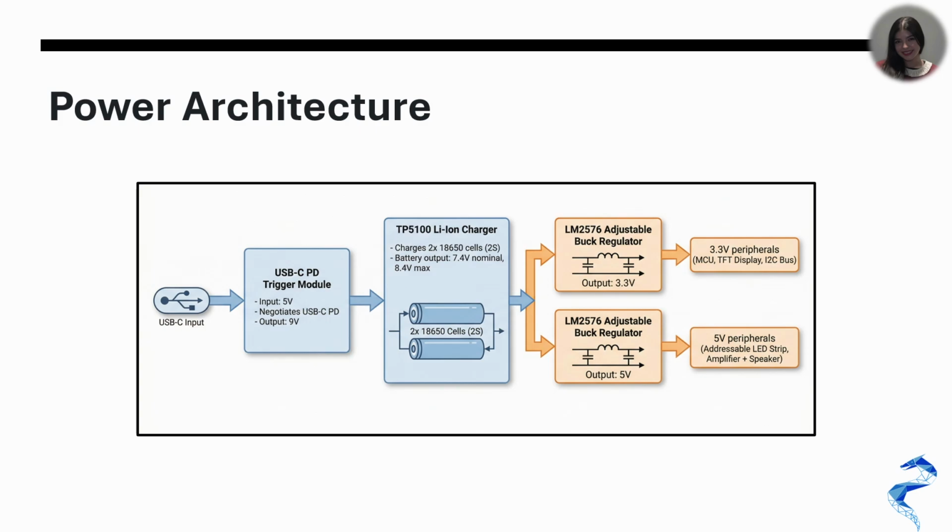Once the battery is charged, its output voltage, which can range from approximately 6 volts to 8.4 volts, is distributed to two separate adjustable buck regulators based on the LM2576. The first regulator steps the battery voltage down to 3.3 volts. The second steps the battery voltage down to 5 volts.